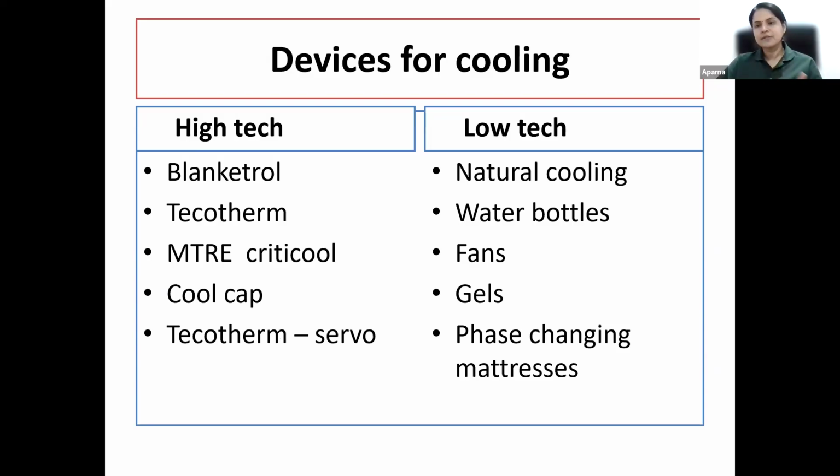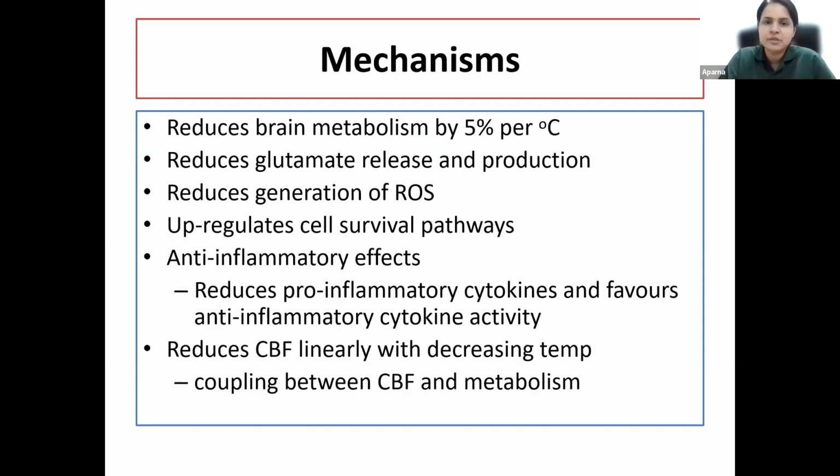There are various devices that are used for cooling. It can be either high-tech or low-tech devices. The high-tech devices include the servo-controlled blanket-roll, Tecotherm, Criticool, and Olympic Cool-Cap, and low-tech devices include natural cooling with refrigerated gel packs, water bottles, fans, gels, and phase-changing mattresses.